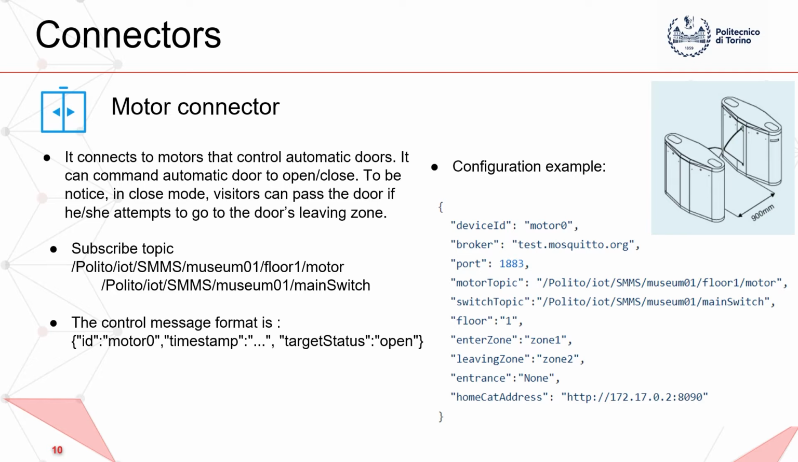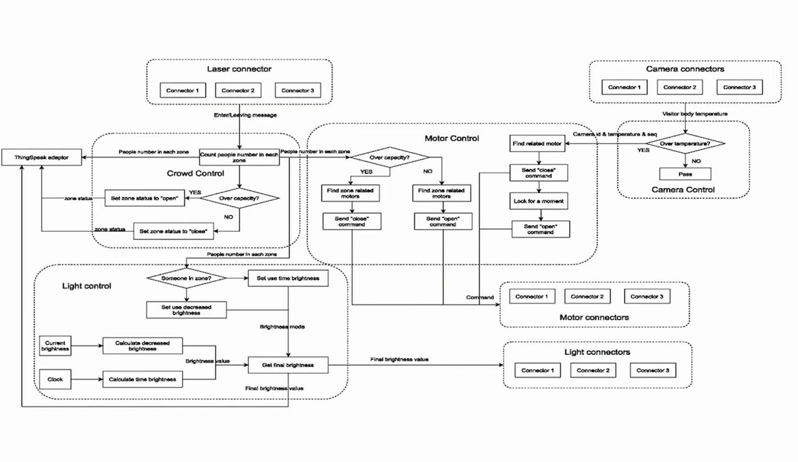In the configuration, each motor connector will also be assigned an enter zone and a leaving zone. To be noticed, in the closed mode, visitors can pass the door if he or she attempts to go to the door's leaving zone. This is a flowchart of the overall process.